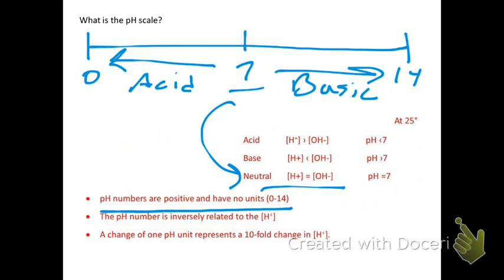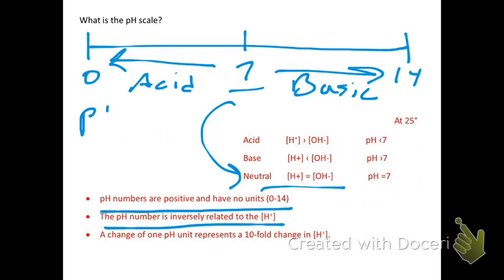Alright, some things also about the pH scale you should understand is that the pH numbers are positive. There's no units to pH. The pH is inversely related to the H plus. That's important to note, and make sure you understand that for the quiz. The pH number is inversely related to the H plus. What does that mean exactly? Well, it simply means this: the smaller the pH is, the more acidic the acid is.